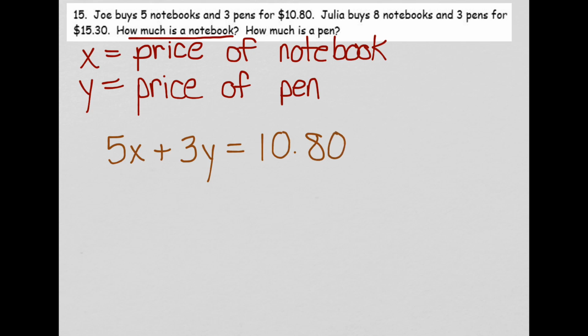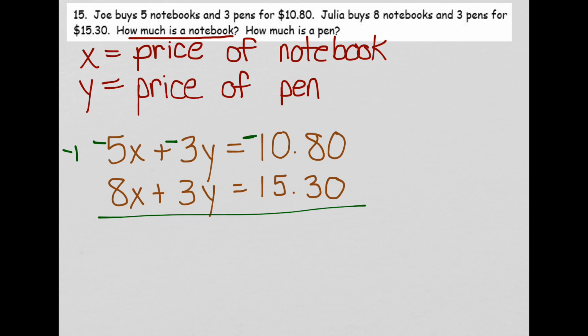Okay, Julia bought 8 notebooks and 3 pens. And she paid $15.30. This is kind of like the problem that we did to introduce solving by elimination, where we're like, hey, look, they kind of bought the same. So what was extra? Well, to help us figure out what was extra, we could multiply this whole top equation by -1. And that would give us a negative there, a negative there, and a negative there. And then the extra would be, oh, she bought 3 extra notebooks. They bought the same amount of pens, and she spent $4.50 extra. That's how much more money Julia spent than Joe.